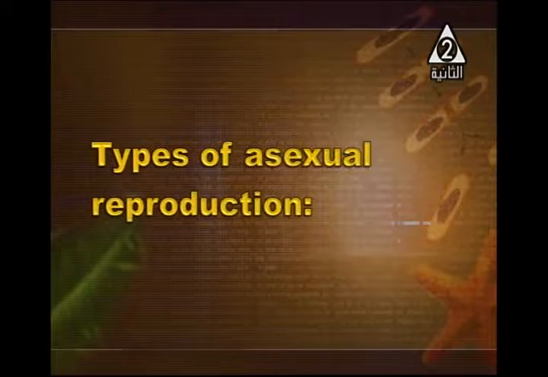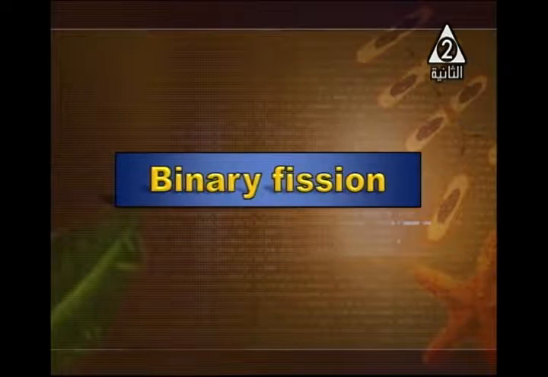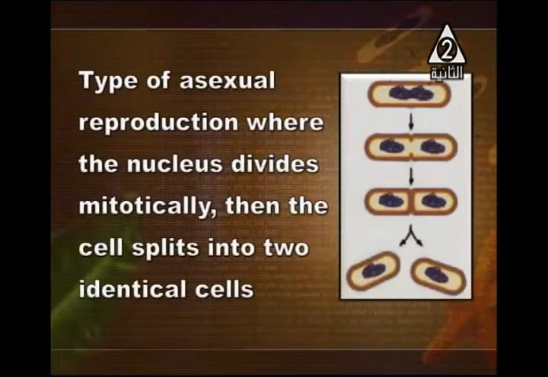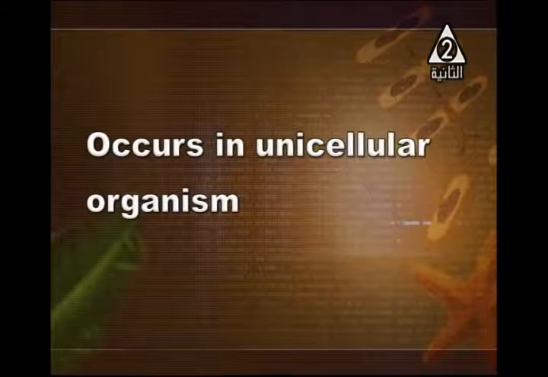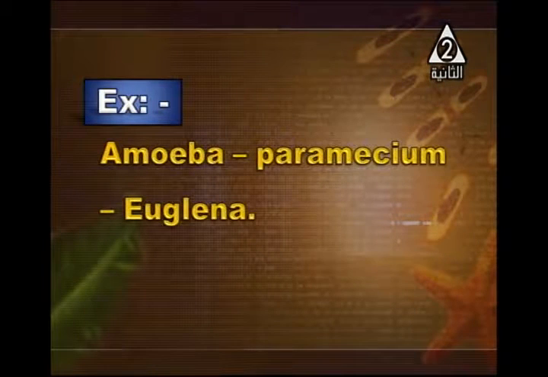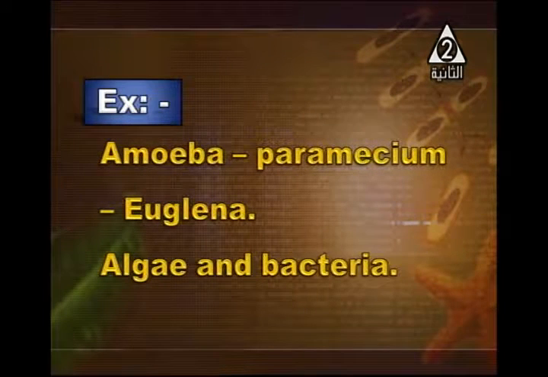What are the types of asexual reproduction? Firstly, binary fission. Binary fission is a type of asexual reproduction where the nucleus divides mitotically, then the cell splits into two identical cells. It occurs in unicellular organisms such as amoeba, paramecium, euglena, and some algae and bacteria.